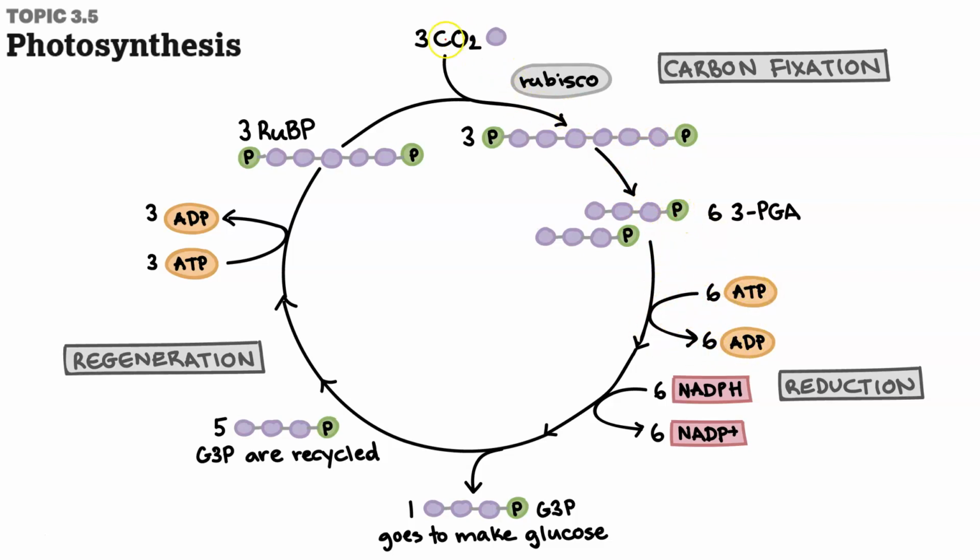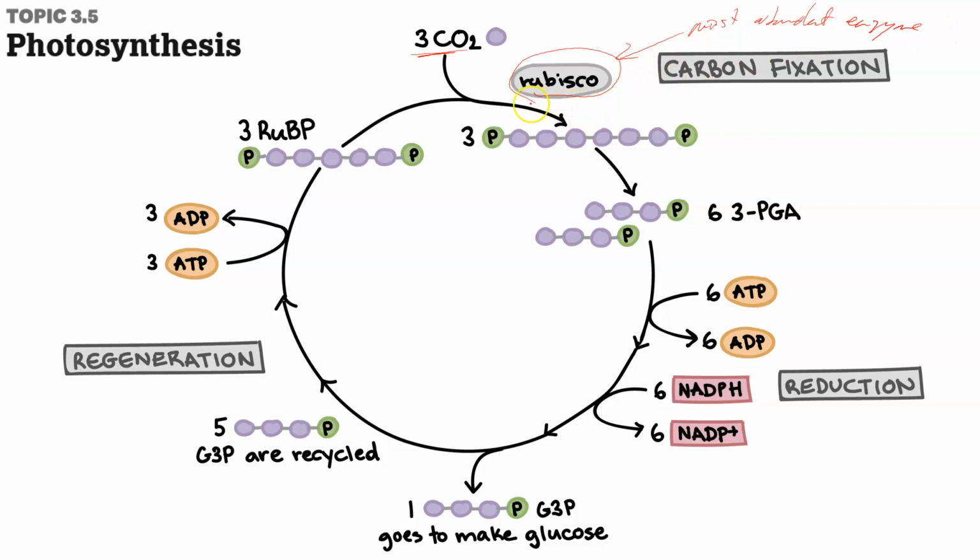This process is kind of the reverse. We have CO2 entering, instead of those pyruvate molecules. We've got a gas entering the process. And we have this enzyme here, rubisco. It's the most abundant enzyme on the planet.